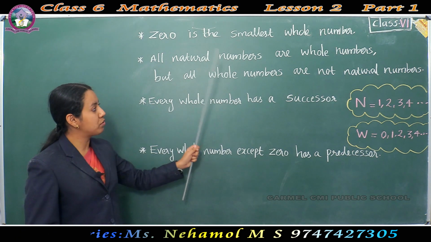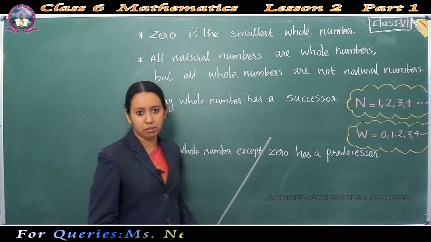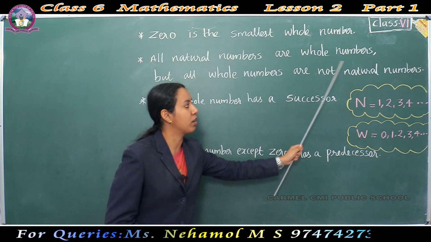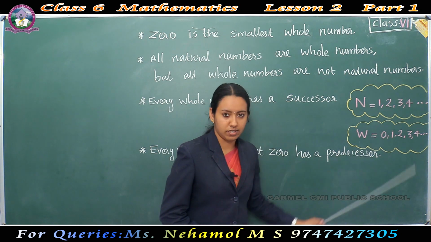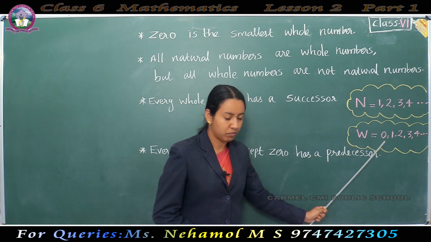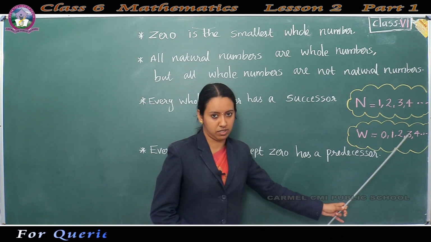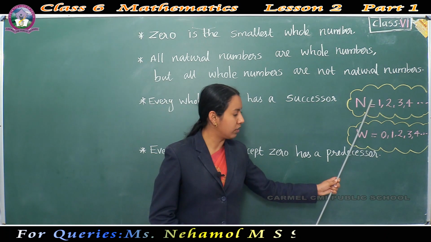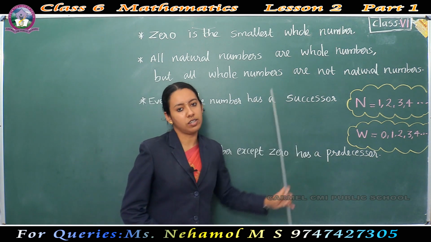Second point, all natural numbers are whole numbers, but all whole numbers are not natural numbers. We know that natural numbers N is equal to 1, 2, 3, 4, etc. These natural numbers are whole numbers, but whole numbers start with 0: 0, 1, 2, 3, 4, etc. So, all whole numbers are not natural numbers. Why? 0 is not in the natural number group. So, 0 is not a natural number.